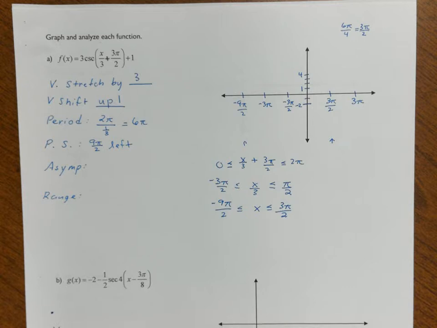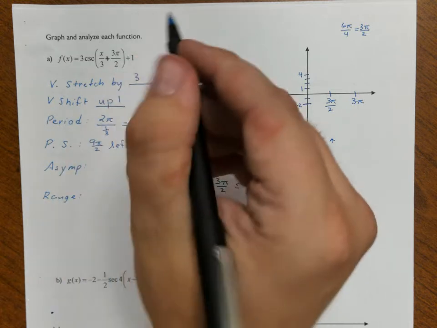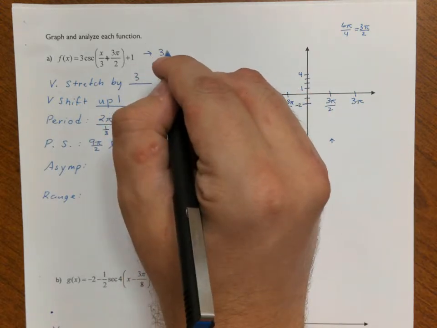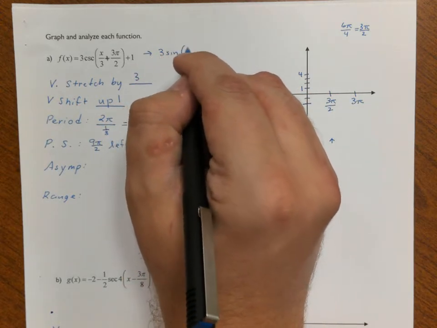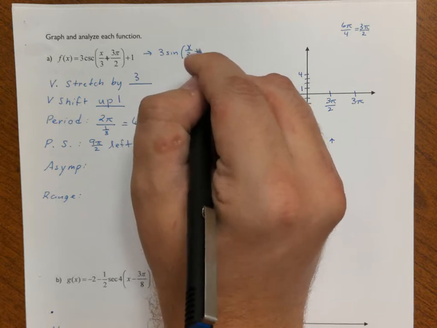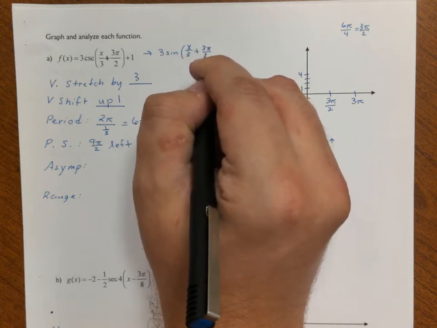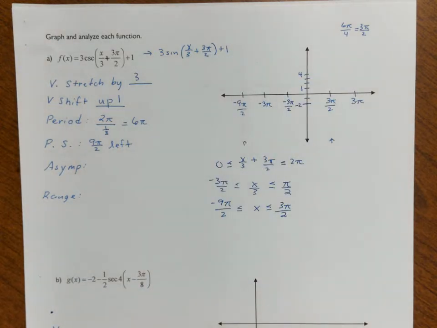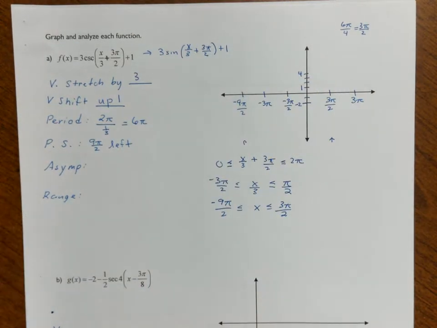So the question now becomes, how do you actually graph a secant or cosecant? What you're going to do is think about the underlying reciprocal function. Cosecant is actually the reciprocal of sine. So I'm going to think about the function that has all this same stuff, except instead of a cosecant, it's a sine. So I want to think about this.